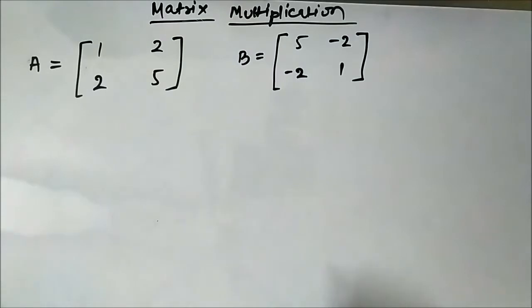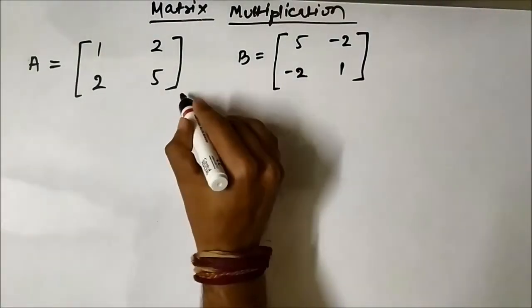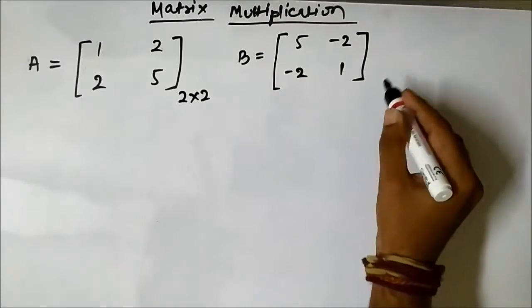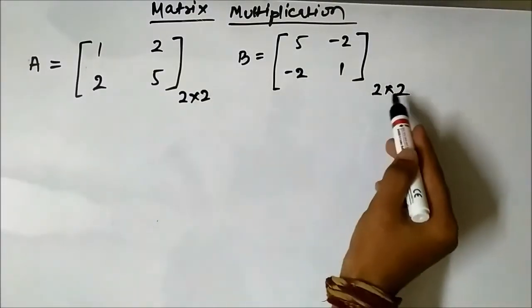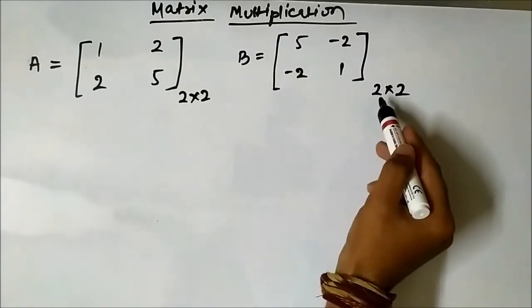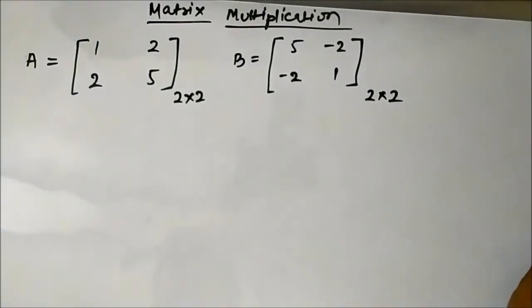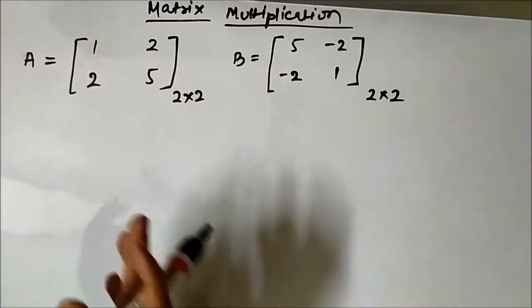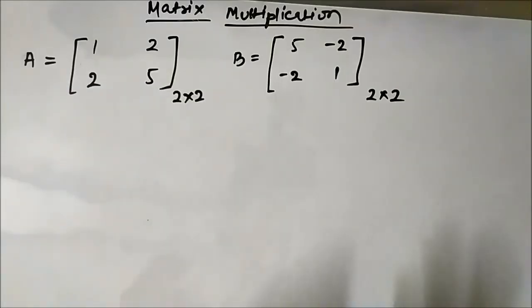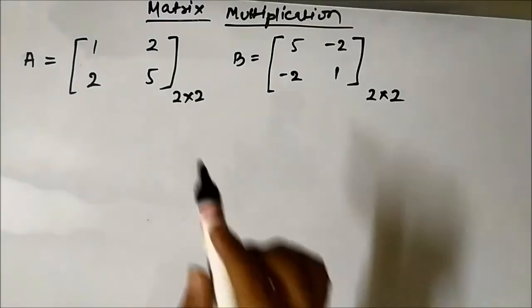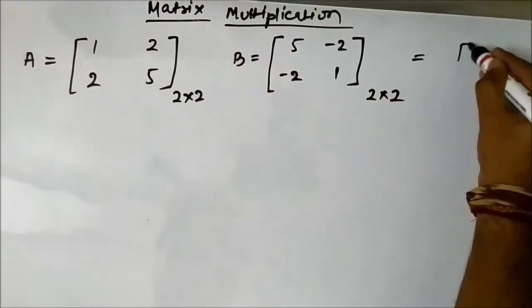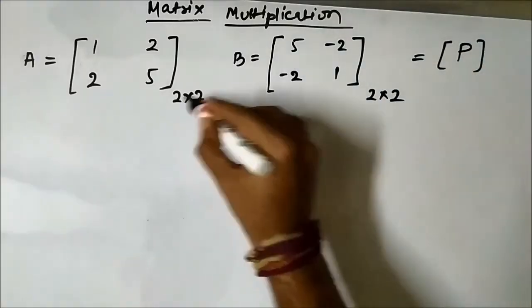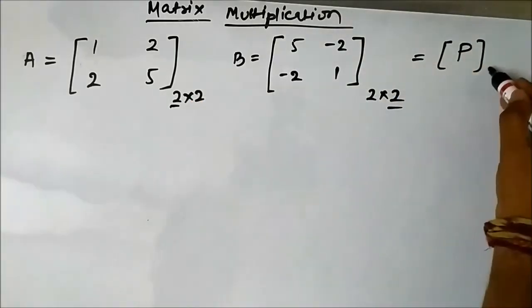The first thing that we always need to check whenever we go for matrix multiplication is whether the number of columns of the first matrix is equal to the number of rows of the second matrix. Here they are the same, so they are eligible for matrix multiplication. As they are square matrices of the same order there is no need to check, but you should always keep this habit. So the resultant matrix will be the product matrix, let's say P, of order 2 cross 2.